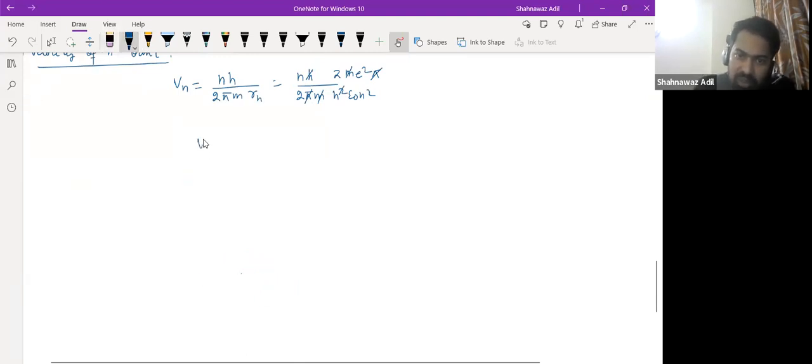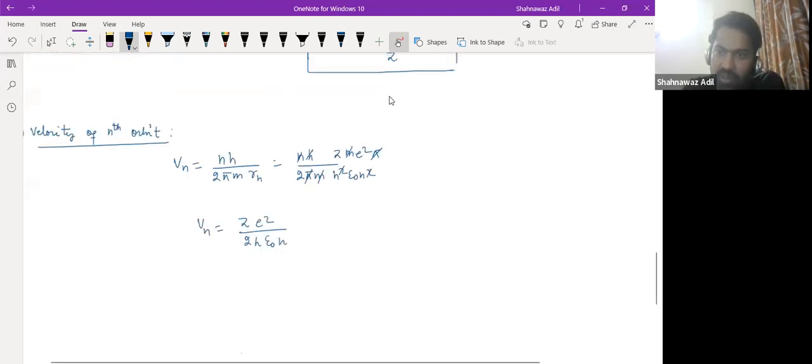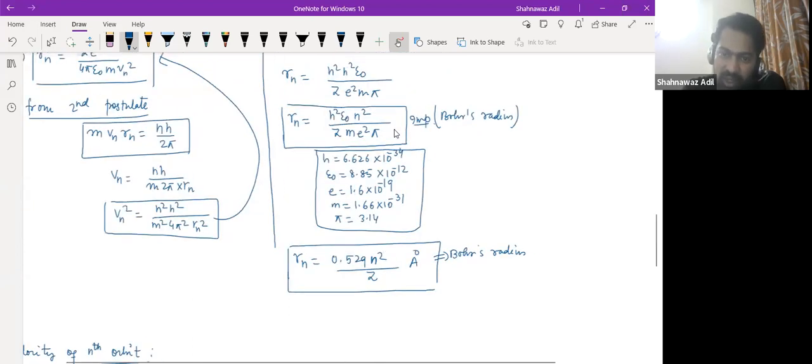This would be how much? This Vn would be Zn e square by this n, and this n also cancels. We have Z e square by pi h and epsilon naught n. Right, so this is what we get, right? Check.